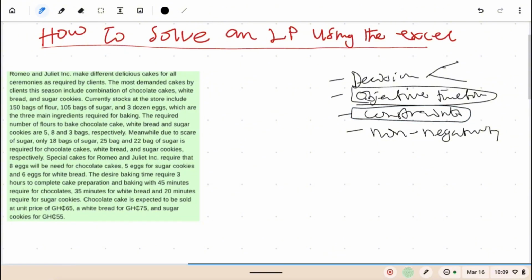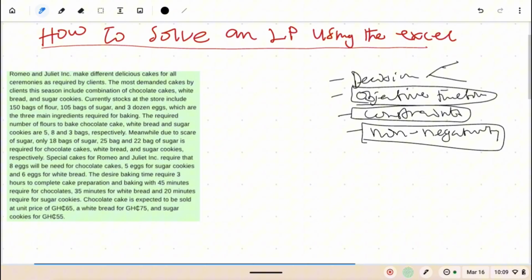Right. And then the non-negativity constraints, it talks about your decision variables cannot be negative. Your decision variables can never be negative. What we are trying to say is that we are producing goods, so it's either we produce or we don't. If we don't produce, our variable is equal to zero. That means we didn't produce anything. But if we produce, then our variable is going to be greater than or equal to 1.